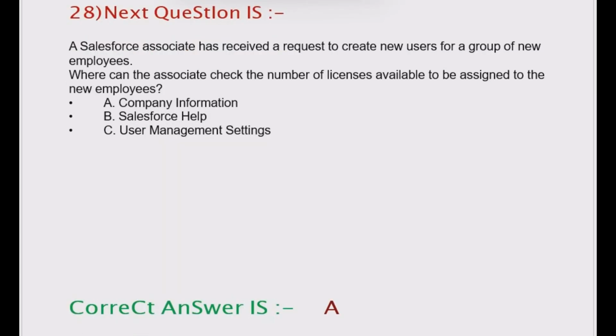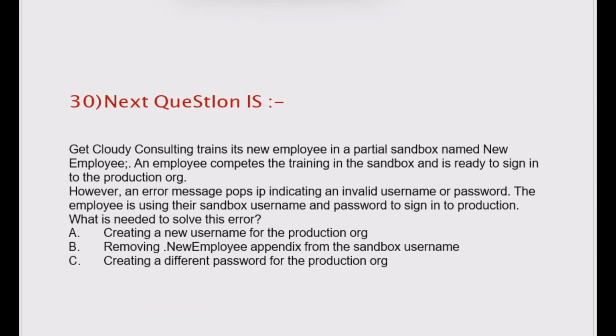Correct answer is option A. Question is, Get Cloudy Consulting trains its new employees in a partial sandbox named New Employees. An employee completes the training in the sandbox and is ready to sign in to the production org. However, an error message pops up indicating an invalid username or password. The employee is using their sandbox username and password to sign into production. What is needed to solve this error?